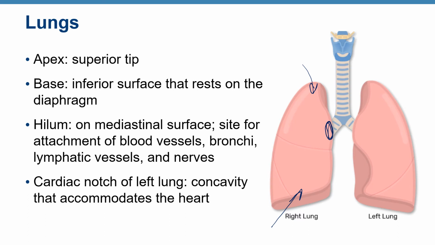And on the left lung, you have this structure that's called cardiac notch. And this accommodates your heart, because your heart is 2/3 to the left. So this space will be occupied by the heart. That's why the left lung is smaller. It only has 2 lobes, superior and inferior. And the right lung has superior, middle, and inferior lobe.